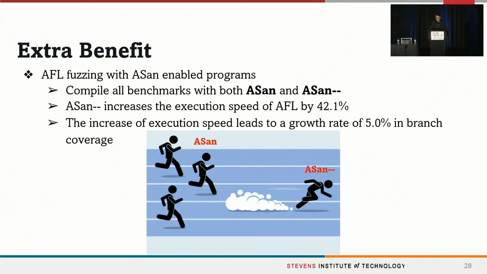Our tool can also bring extra benefit to fuzzing. It is very popular to combine fuzzing and address sanitizer together for bug detection nowadays. And fuzzing benchmarks compiled with ASan-- increased the execution speed of AFL by 42.1%, and the increase of execution speed leads to a growth of 5% in branch coverage.